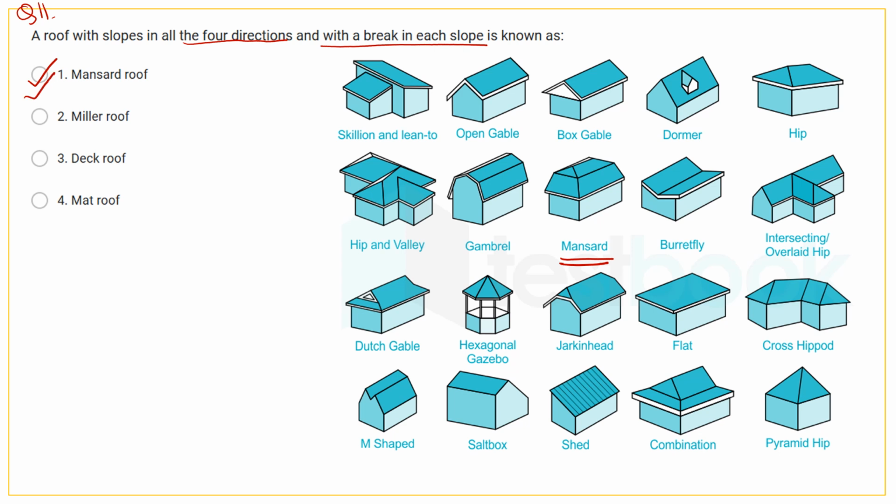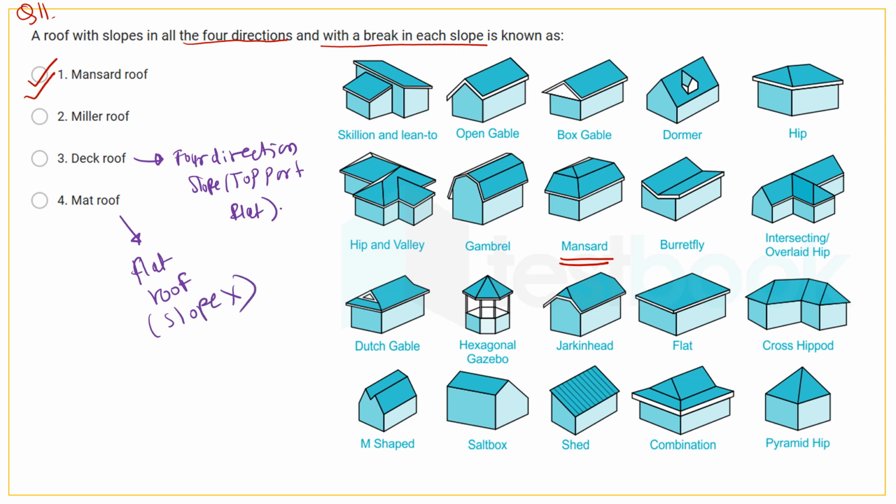Then what about the remaining roofs? So deck roof is that roof which is provided with a four direction slope, but here the top part is flat, and the remaining part is with a four direction slope. The next is mat roof. Mat roof is nothing but a flat roof. Okay, slope is not present here. Mansard roof is also known as French roof.